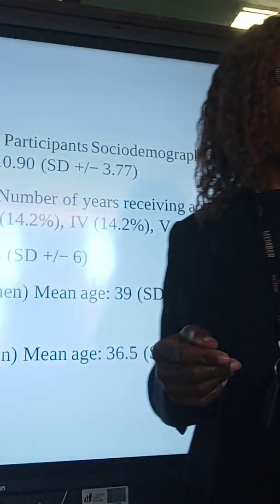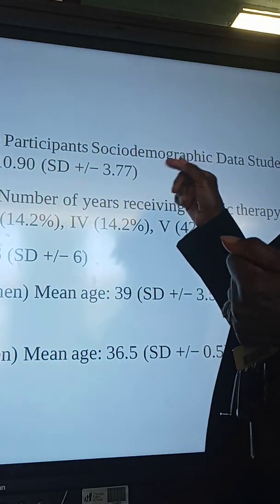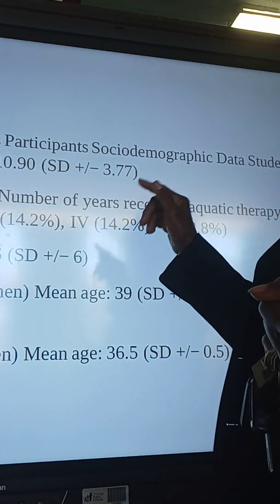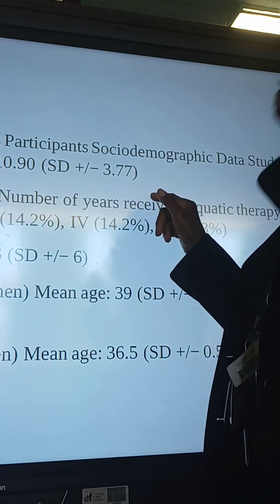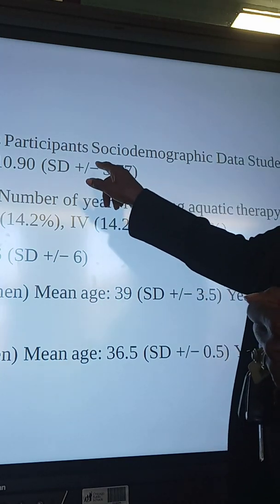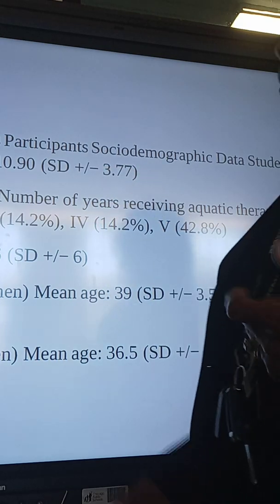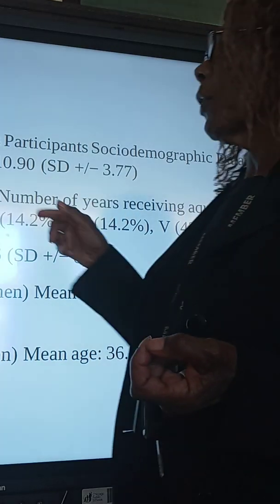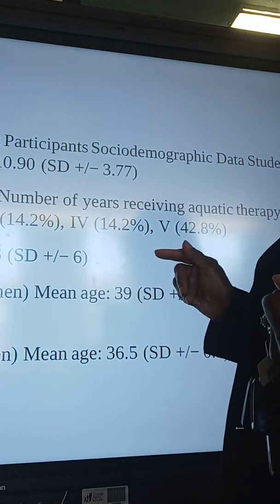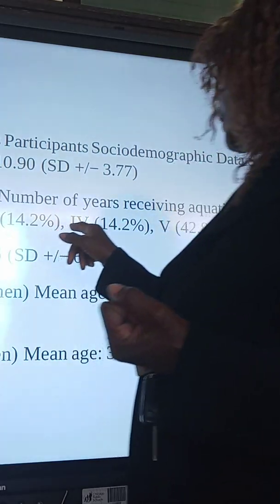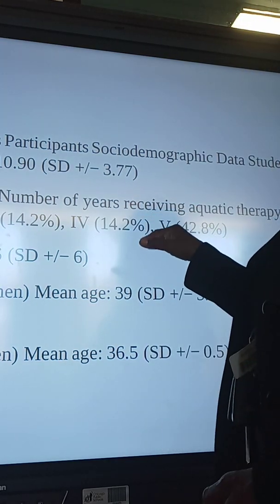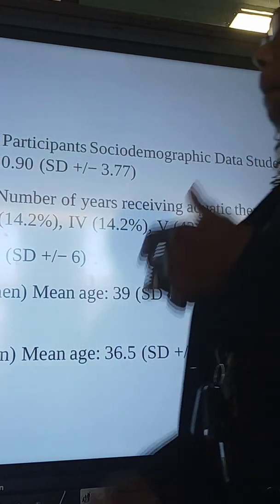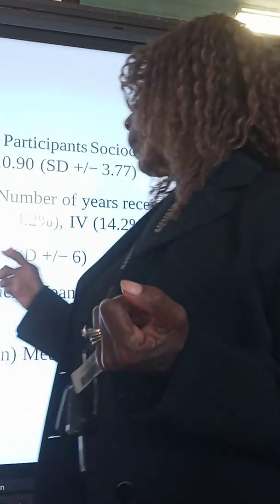The sample population was chosen, and the socio-demographic data of participants included 14 children, 5 women, mean age 10.90 years, plus or minus 3.77. Those who had 5.9 years of school attendance, number of years receiving aquatic therapy ranged around 4.45, and the GMFCS was 28.5% and 14.2% for the third category, and the fourth category was 14.2%, and the variable 42.8%. Parents, participants, 7 women, 1 man.